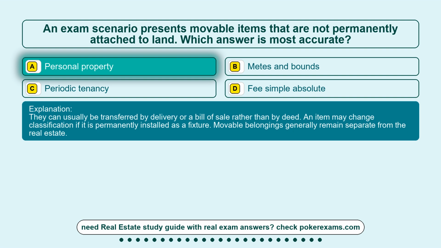They can usually be transferred by delivery or a bill of sale rather than by deed. An item may change classification if it is permanently installed as a fixture. Movable belongings generally remain separate from the real estate.